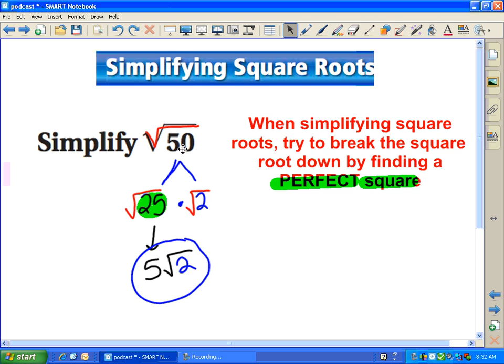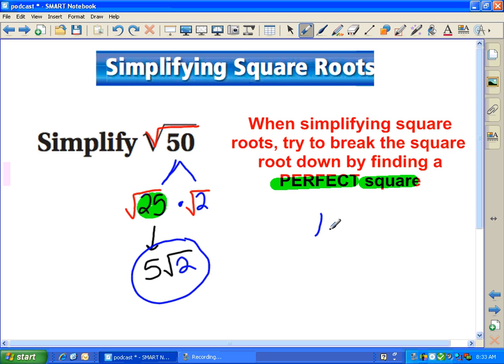So I asked myself, what numbers can I multiply together to get 50? I could do 1 times 50, but 1 and 50 are not perfect squares. 2 times 25. 25 is a perfect square. The square root of 25 is 5. I cannot break down 2 anymore. It is not a perfect square, so I just make them touching because it was multiplication. 5 square roots of 2.